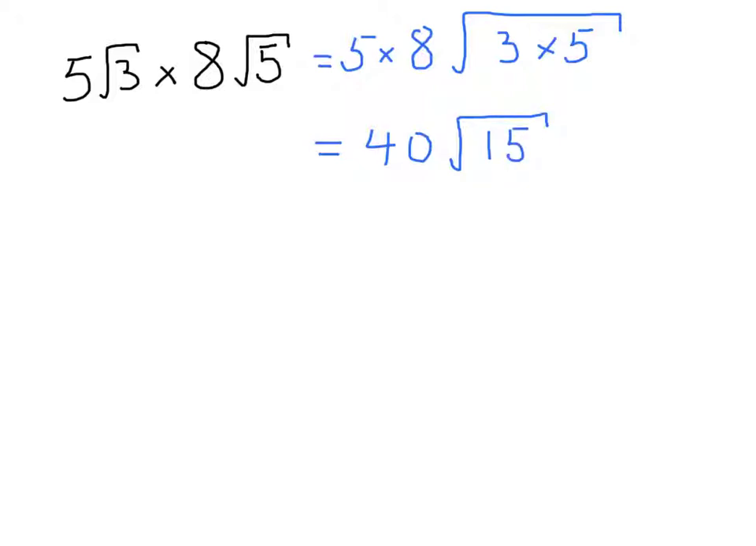And once again, 15 can't be split down into any other squared numbers, because 4 is not a factor, 9 is not a factor, 16 clearly not a factor because it's too big, so 15 is as small as we can get it. Job done.